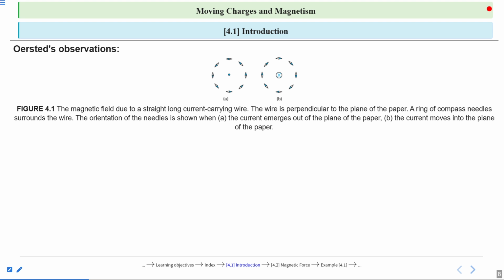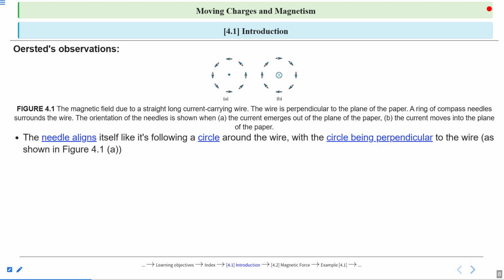You have to remember, dot represents the outward direction: current is coming out of the plane of paper perpendicularly, and cross represents current going inwards into the plane of paper perpendicularly. Figure 4.1 shows the magnetic field due to a straight long current carrying wire. The wire is perpendicular to the plane of paper. A ring of compass needles surrounds the wire. You can see a ring is formed by the needles. The orientation of the needles is shown when the current is flowing outwards in diagram A, where the current emerges out of the plane of paper, and diagram B shows the current moving into the plane of paper.